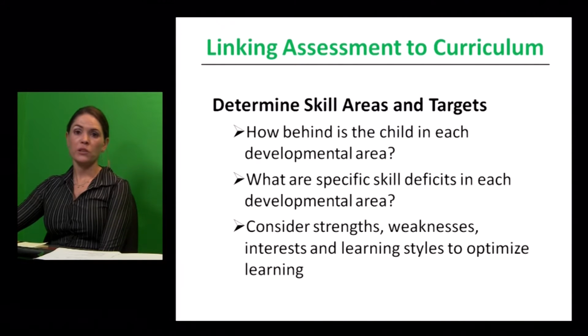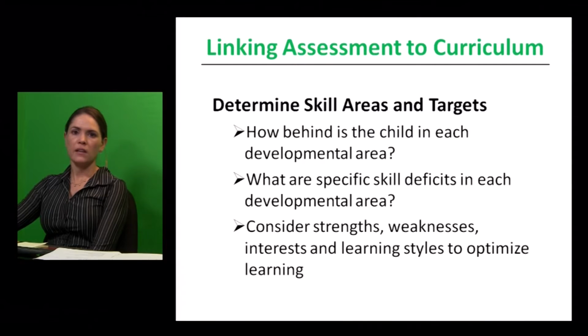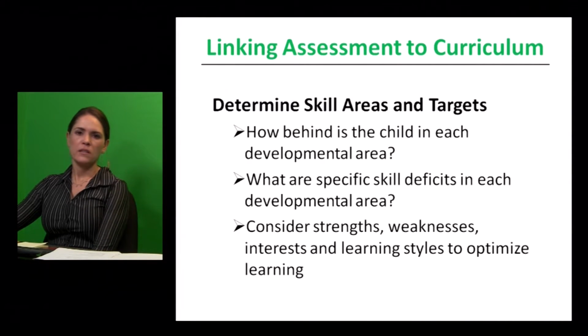key considerations when you're linking assessment to curriculum is you need to determine skill areas and targets that the child needs. So you just don't want the assessment to give overall scores or quotients. It needs to be more specific than that. So we need to be able to figure out how behind is the child in each developmental area, what are specific skill deficits in each of these areas, and let's look at what are the strengths, the weaknesses, and interests and learning styles in order to optimize learning.